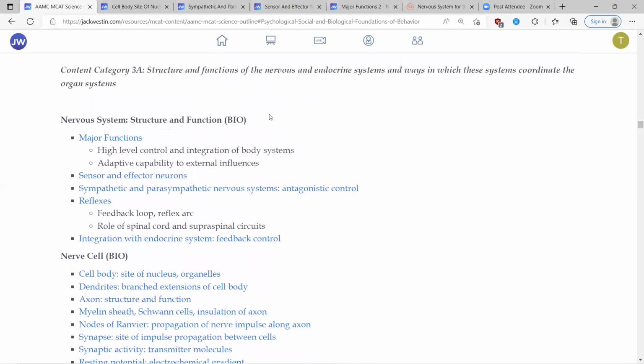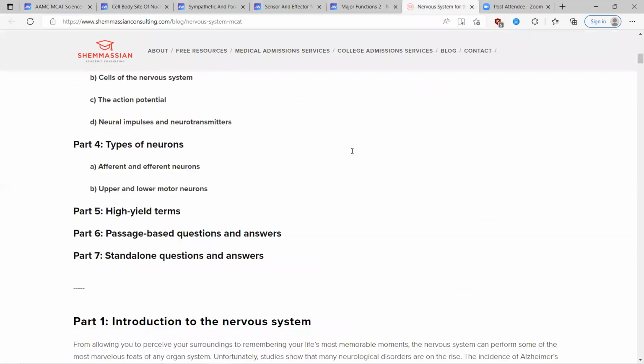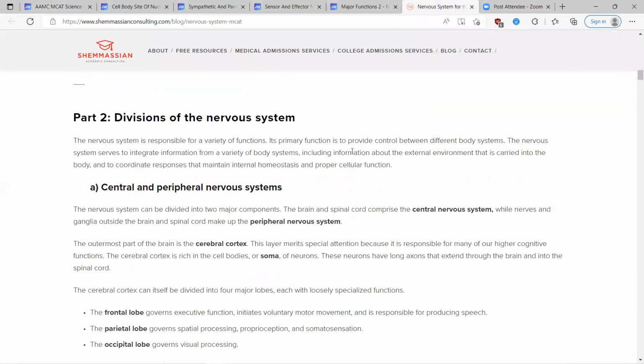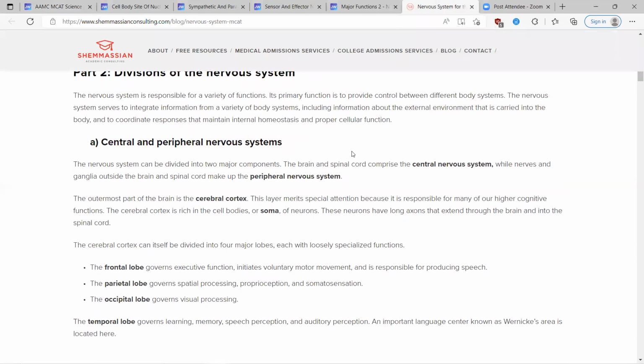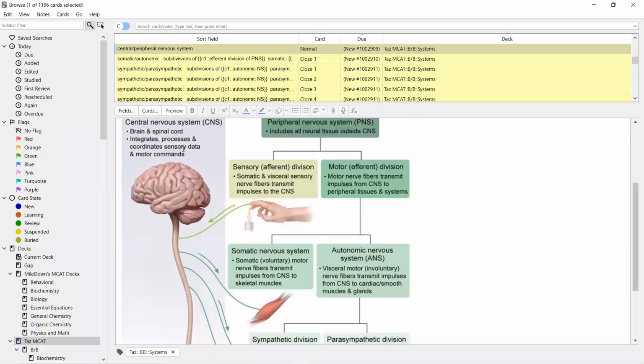So yeah, we'll dive into the nervous system, right? And so, what is the nervous system? The nervous system is basically divided into two sections, right? A central and peripheral nervous system. So what do we mean by that?